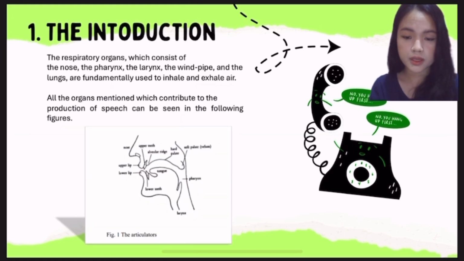The respiratory organs, which consist of the nose, the pharynx, the larynx, the windpipe, and the lungs, are fundamentally used to inhale and exhale air. And all the organs mentioned which contribute to the production of speech can be seen in the following figures.